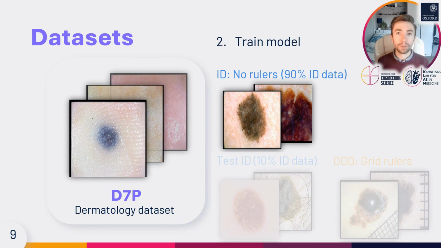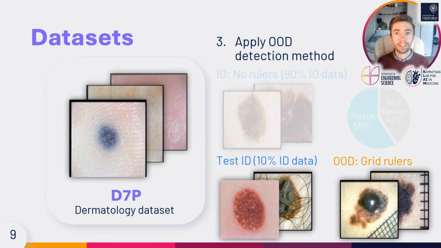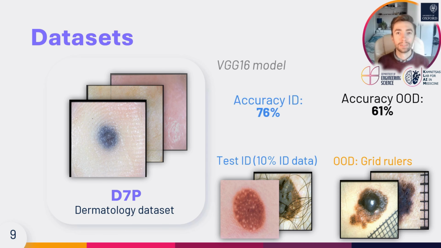We then trained the model on 90% of the images with no rulers to classify between images with nevus and images without nevus, where nevus is a benign growth which has the potential to develop into melanoma. Once the model is trained, we applied the OD detection methods to try and separate the held out ID images from the OD images. And comparing the accuracy on the held out ID data to the OD data, we see that there is a 15% drop in accuracy.